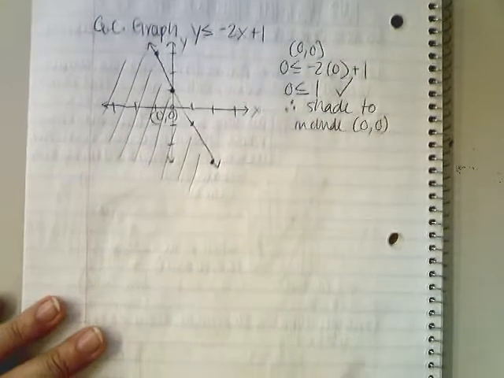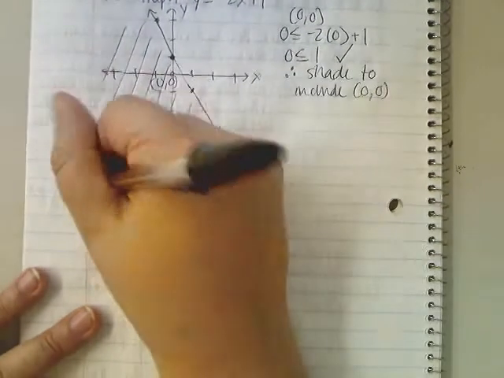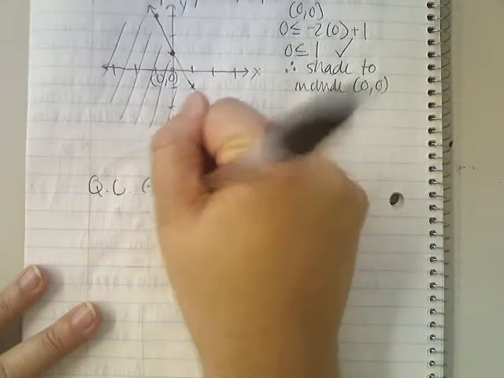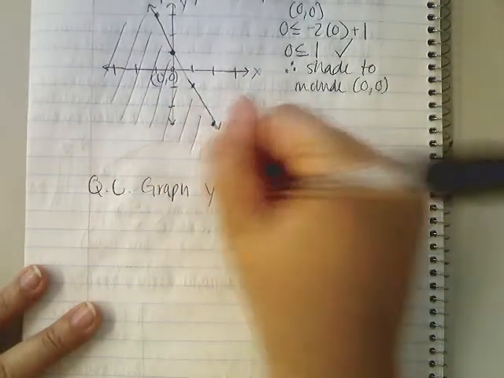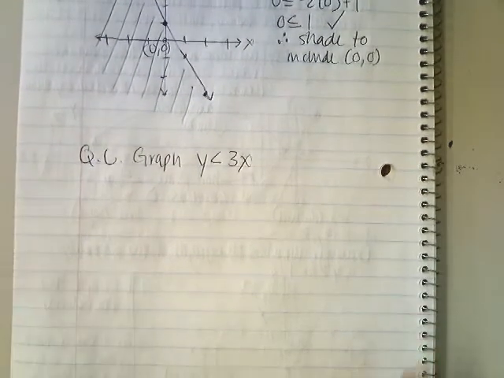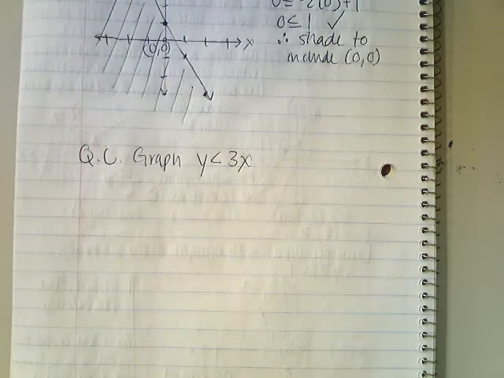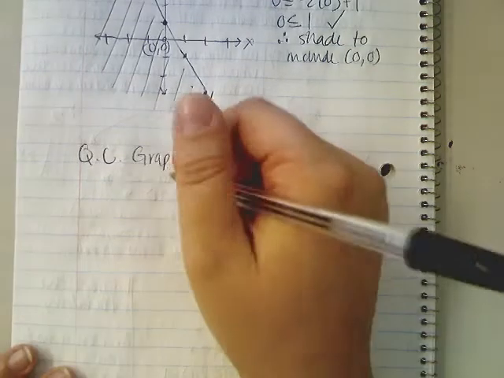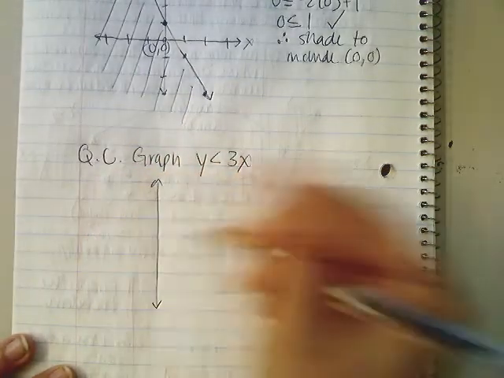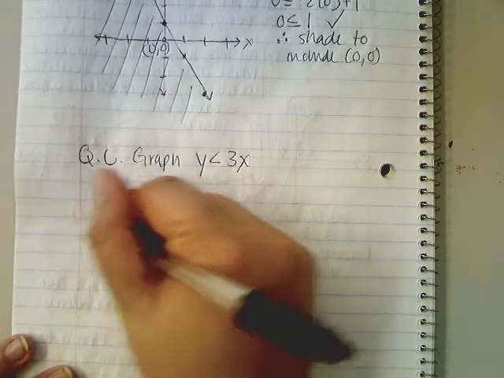Let's do one more to make sure we're crystal clear. I'm going to graph y is less than 3x. So try that one on your own. Make sure you write down any questions, comments, or concerns you have while you're trying it out. I'm going to go over it. So if you haven't done it, pause. Finish it first.